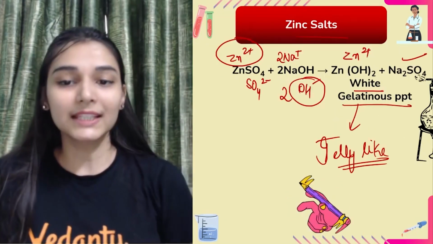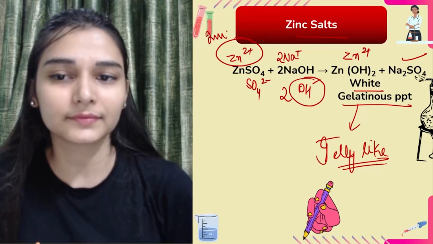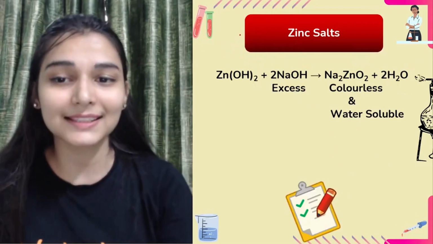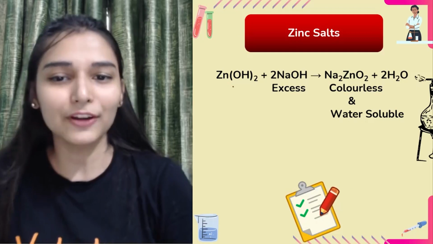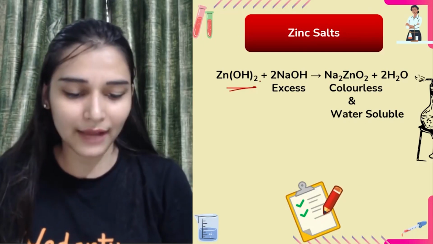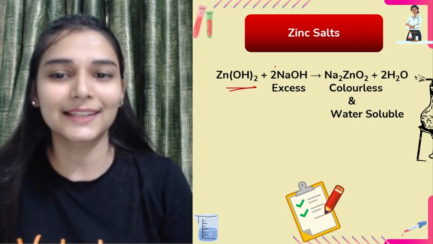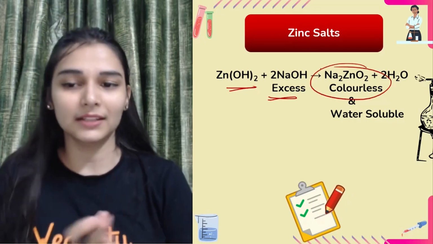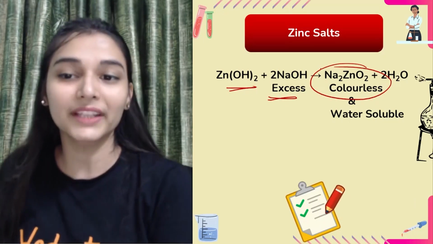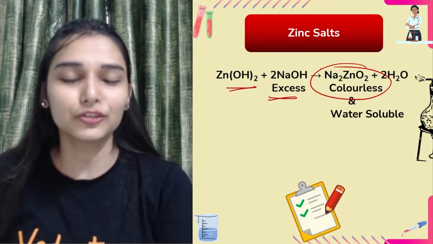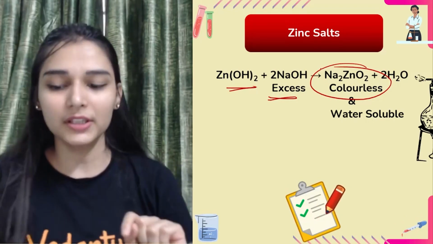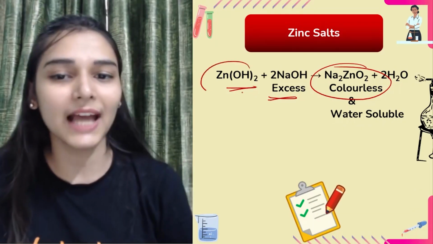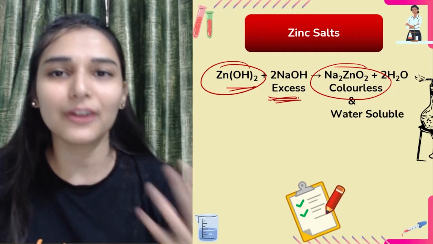So now this is important. When you are taking excess of base, zinc hydroxide has formed, and now you have taken excess of base like sodium hydroxide. So in excess of base here you are getting a soluble complex, sodium zincate you would be getting. So try to remember those metal ions in whose case the metal hydroxide is soluble in excess of base.